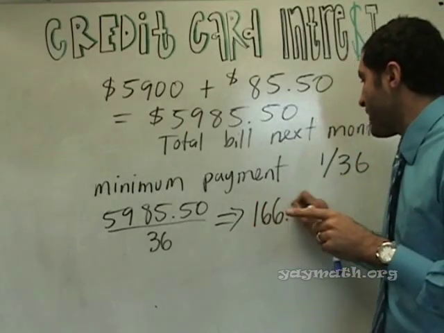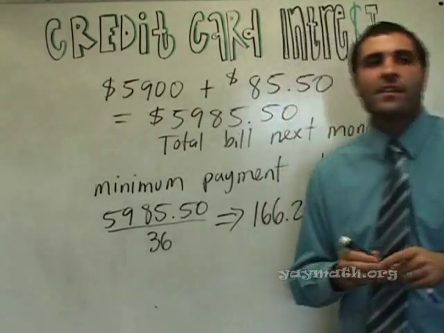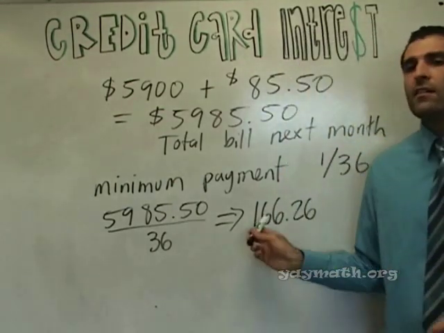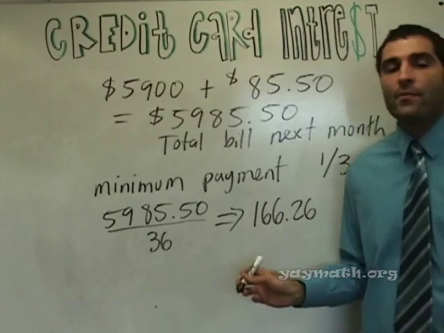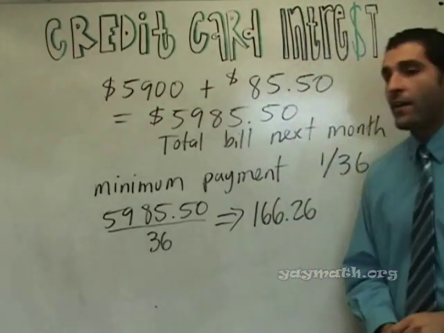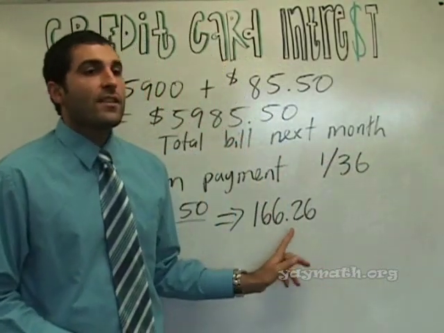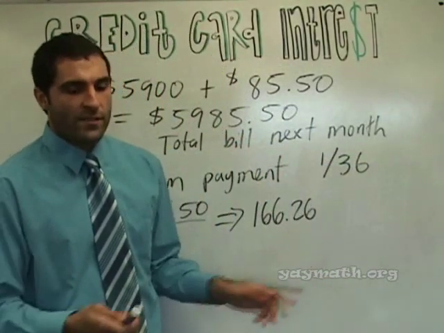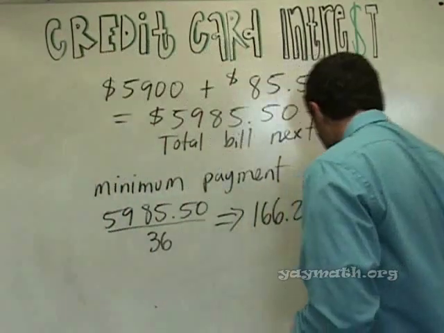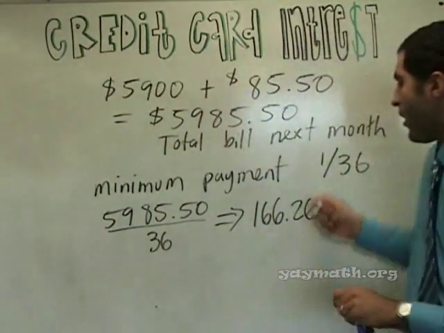$166.26. And here's something that you'll probably never see except for now. They are going to round this up to the nearest dollar, no matter how many cents you have. So this always rounds up to the next dollar, 167. And we'll put that in green. Always.